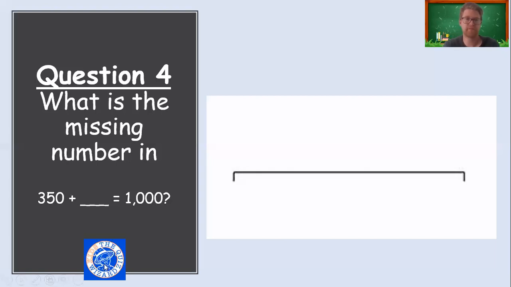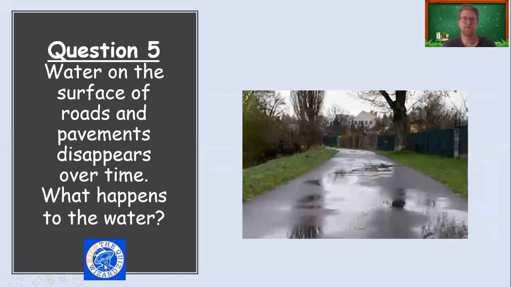Question 5 is a geography question. Water on the surface of roads and pavements disappears over time. What happens to the water? What's happened to that water? You can see in the picture here the type of surface water I'm talking about, but what happens to it when it disappears?